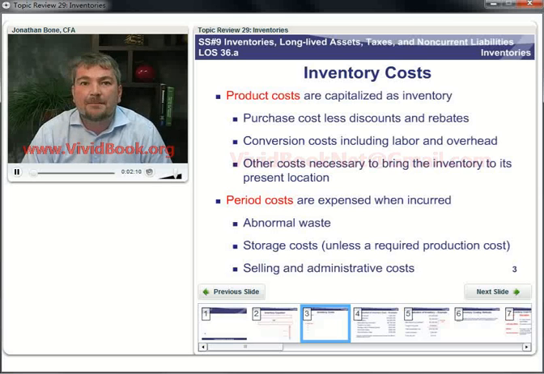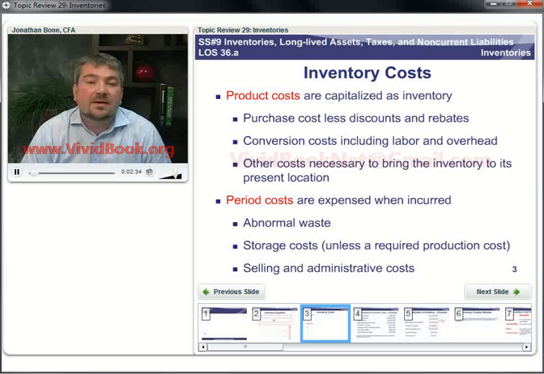So all costs involved in bringing the inventory to its current condition and current location can be included in our inventory figure. Now, period costs are ones that are going to hit the income statement rather than being included in inventory. Abnormal waste. So in other words, when we look at our material and our labour, it should be based on the standard cost of production. Any overruns are deemed to be abnormal and should be expensed. Storage costs. Well, storage of our finished goods. Again, storage of our finished goods wouldn't be included.